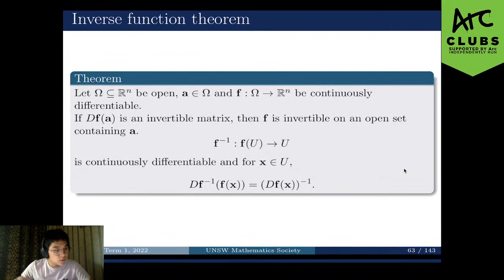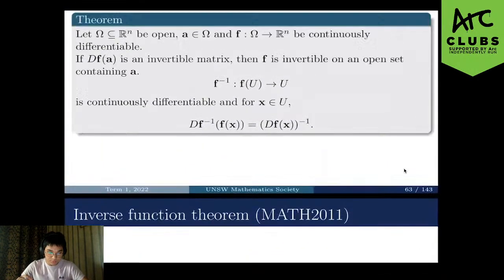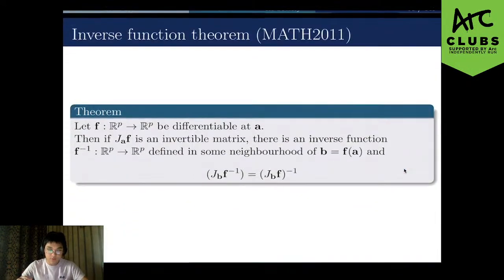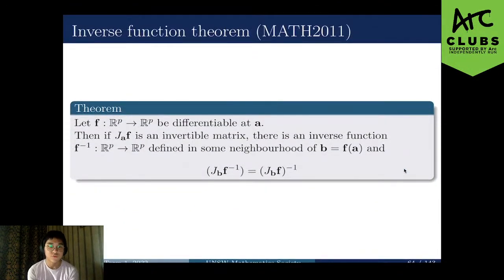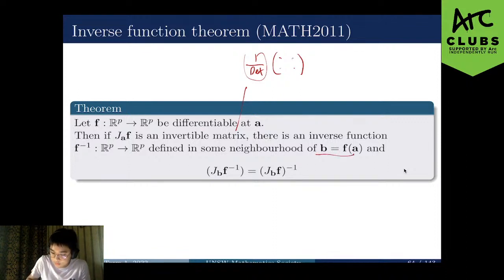Okay, so it's just one more question. So the inverse function theorem. I'll look at the 2011 version. If f is differentiable at a, and the Jacobian matrix at a is invertible, then if we remember how to invert a matrix, it's going to be 1 over the determinant, and then we switch around these elements. But for an invertible matrix to exist, the most important part is just to ensure that the determinant is non-zero. There is an inverse function defined in some neighborhood of b equals f(a).